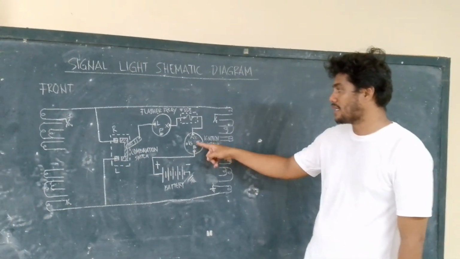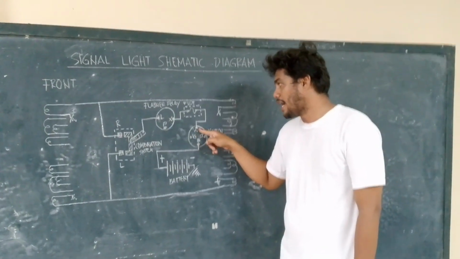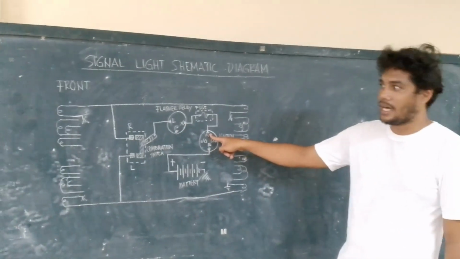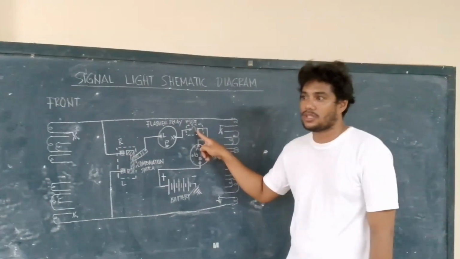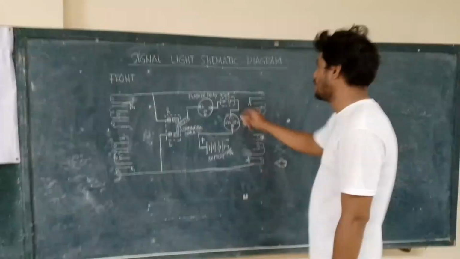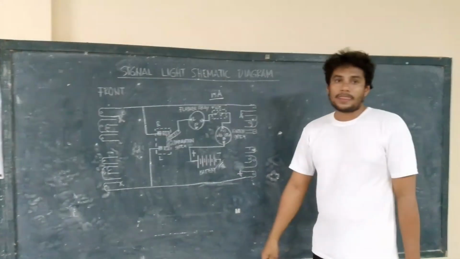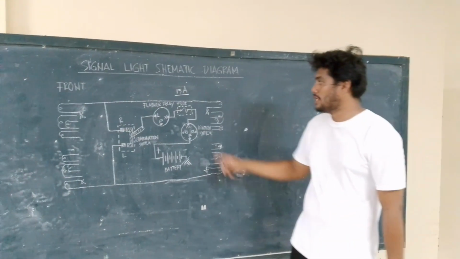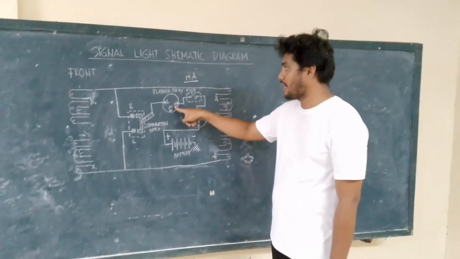From B plus, the output for our lighting system is at the ACC terminal. The ACC terminal will go to the fuse. By the way, the fuse that we are using is only 15 amperes. This is the assigned fuse for our signal light. The output of our fuse will go to the flasher relay, at the X terminal.